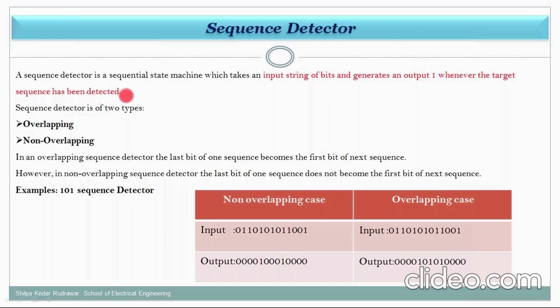Meaning, if I want to detect sequence 101, only when the 101 input string is given, your output will be 1. Otherwise, it will show 0. Before going further, I want to share the different types of sequence detector, that is overlapping and non-overlapping. First I want to go to the block diagram of this particular sequence detector.